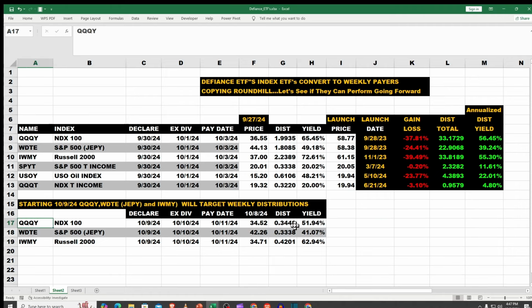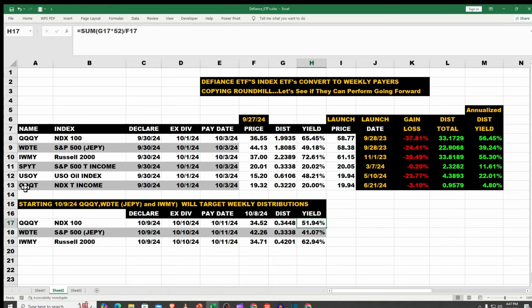So QQQY has paid $34.48. Okay, now it's hard to compare these. The last distribution, which was a full month, paid $1.99, had a 65% yield, with a price of $36.55. You can see that price has continued down to $34.52 over the last few weeks. And so this $34.48 is a 51.94% yield. What I haven't done is roll it in here.